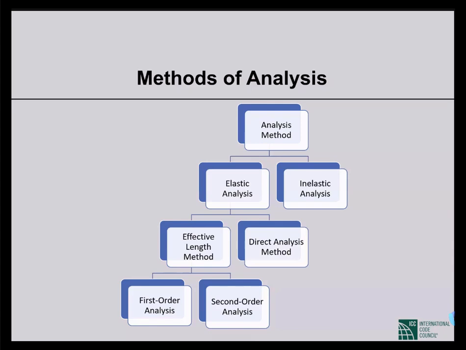There are two types of analysis methods, elastic analysis and inelastic analysis. In the elastic analysis, there is a traditional effective length method that is usually for buckling. We always go for slenderness ratio, KL by r, if you remember, with K the effective length factor. Depending on the support condition, we modify the length.